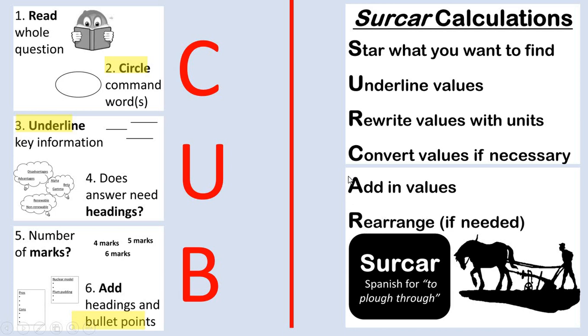These last two in particular are really important. We're going to make sure that we don't rearrange before we add the values, as if we get the rearrangement wrong, we don't get any credit for substitution, putting in values. Okay, so calculations, we're going to use CIRCAR. For longer questions, we're going to use CUB.